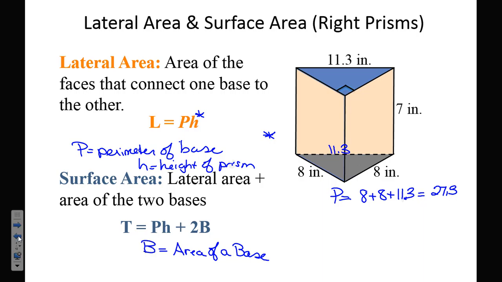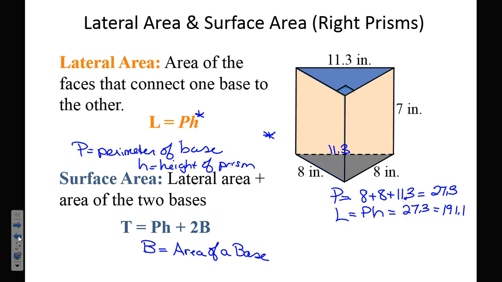Now we have to take that times the height of the whole prism. So we're taking that 27.3 times the height of the whole prism. The height of the whole prism is 7, because 7 is the lateral edge that's connecting the two bases. Okay. So we're taking 27.3 times 7, 191.1. Okay. So L equals 191.1.